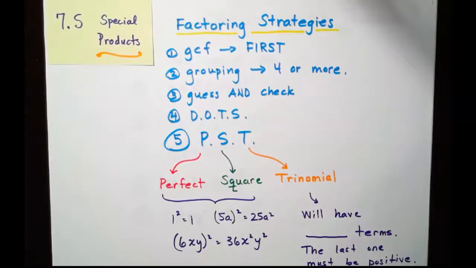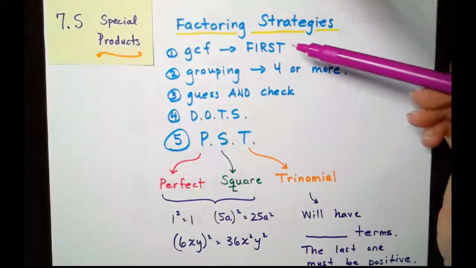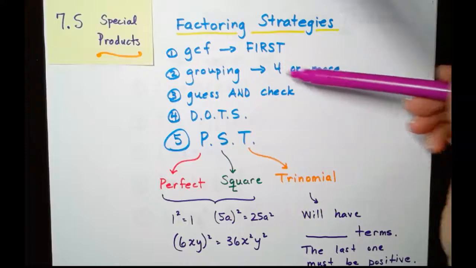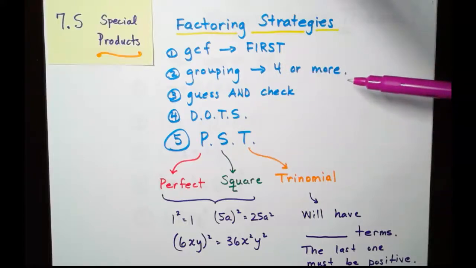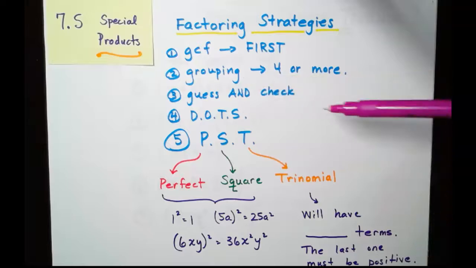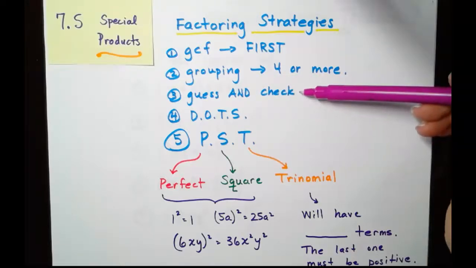Hi, Algebra 1, and today we are going to look at another factoring strategy from Section 7.5, Special Products. Let's review our factoring strategies that we've looked at so far. Remember that we are always going to look for a greatest common factor first. If a polynomial has 4 or more terms, we are going to try to factor by grouping. If a polynomial has 3 terms, maybe you want to guess and check.